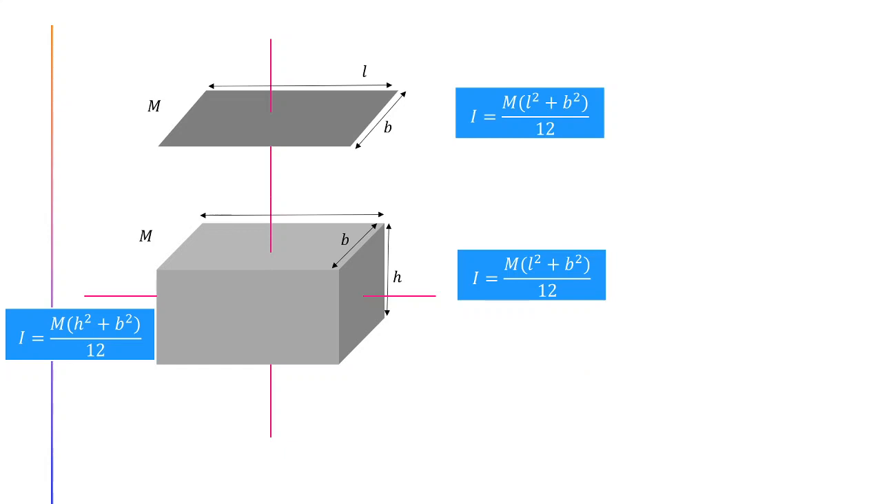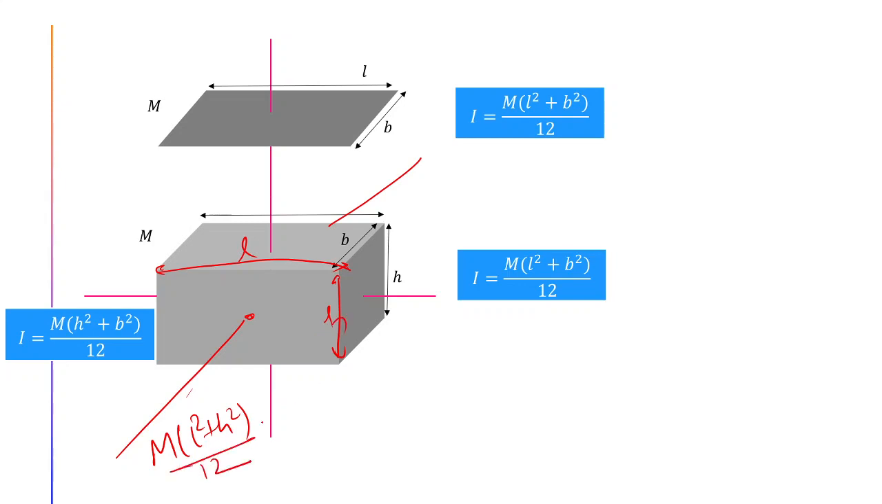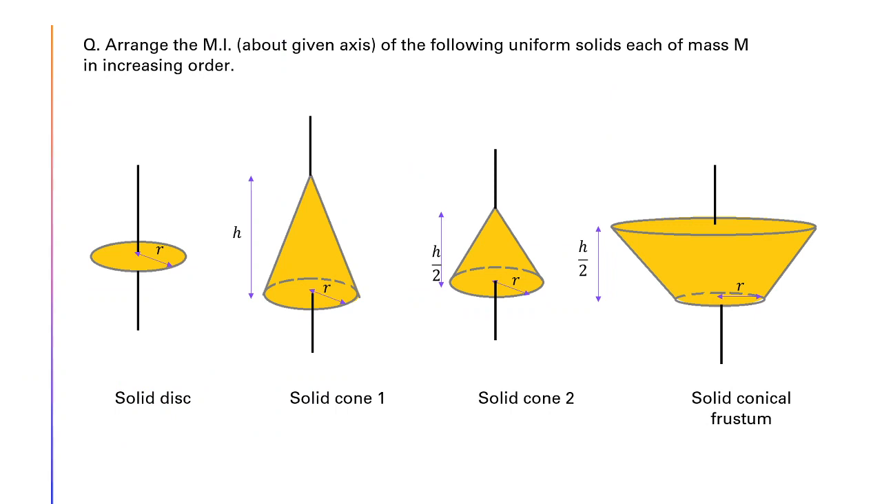perpendicular axis theorem here, because this is a 3D object, and I will not go into that, but you can figure out about this axis, and maybe also this axis separately, drawing the similarity. This axis is about the lengths L and H, and using the same similarity, it will be m(L² + H²) by 12. Okay, so if you understood what happened here, then you can think about this question.